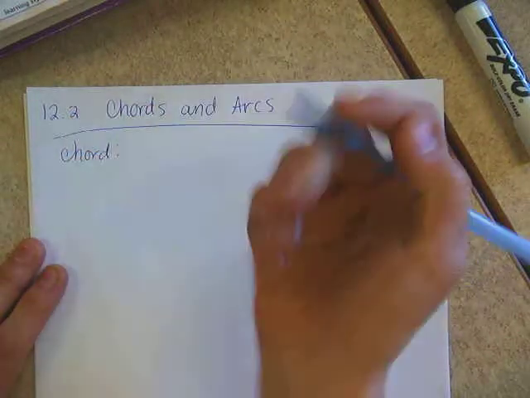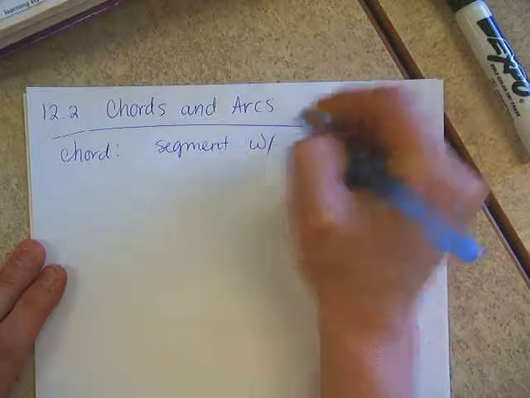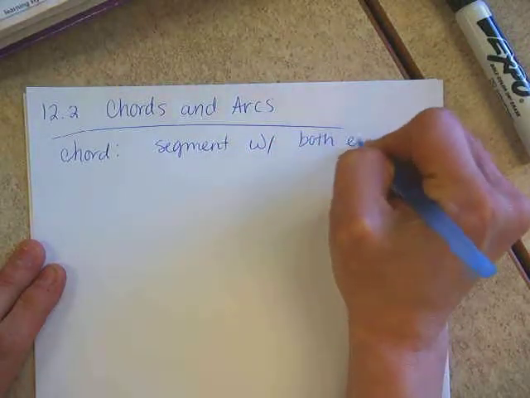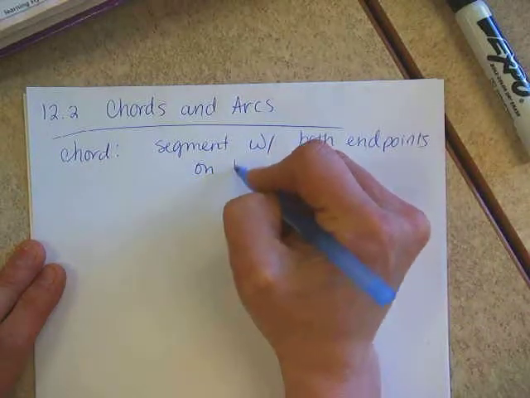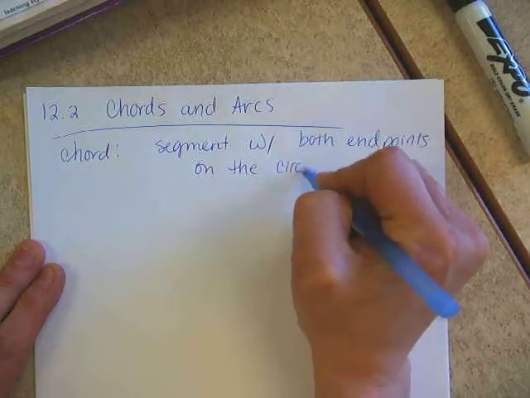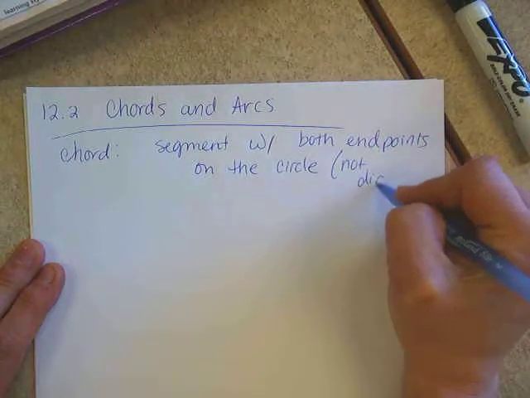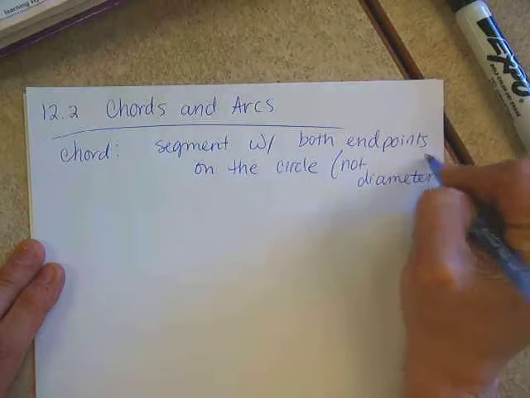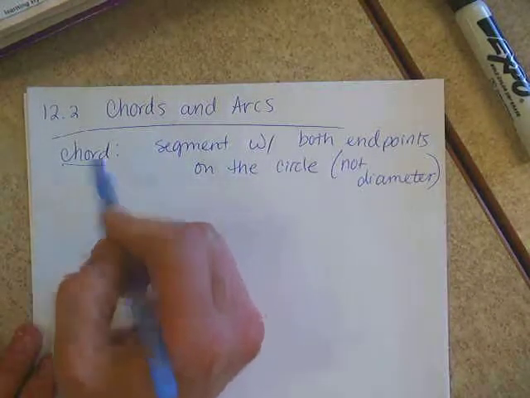So the definition of a chord is a segment with both endpoints on the circle. Okay, but it is not a diameter. Diameter goes specifically through the center of the circle, a chord does not.